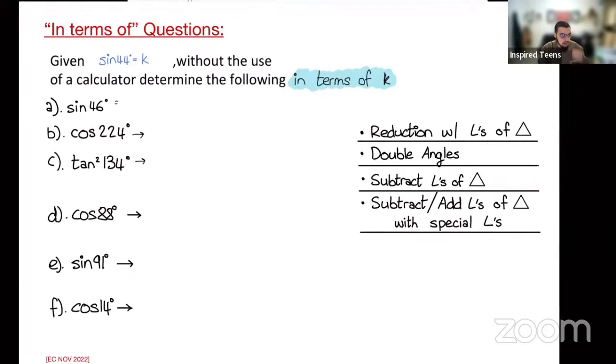In today's lesson, we are going to continue with trigonometry. We are going to do in terms of questions and hopefully get to trig identities.